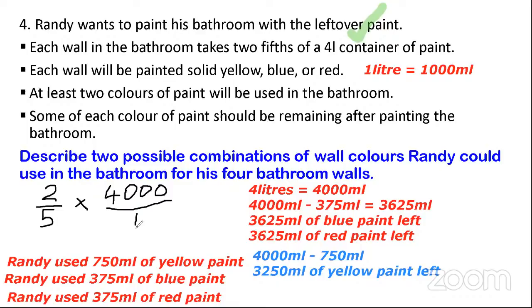Awesome. So here we're going to say 5 into itself goes one time, and 5 into 4,000 goes 800 times. And we are left with just 1 times 1 at the bottom. But at the top, we have 2 times this 800. So 2 times 800, I'm going to write it here, would give us 1,600 milliliters of paint. All right.